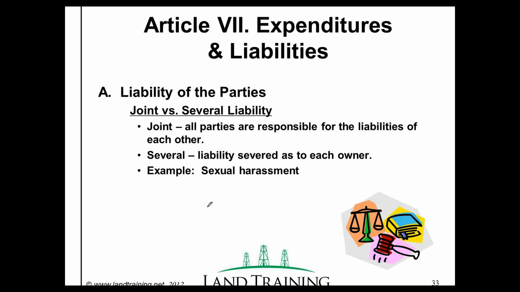Several liability means the liability is severed, so that if one person gets sued for sexual harassment, okay, let's say owner A gets sued for sexual harassment, and there's 4 owners. If A goes bankrupt and the liability is joint, that means they can then sue B, and they can sue C, and they can sue D, because we're all responsible for the liabilities of each other. But if it's several liability, it's severed. So A made the mistake, A was sued, only A is liable.